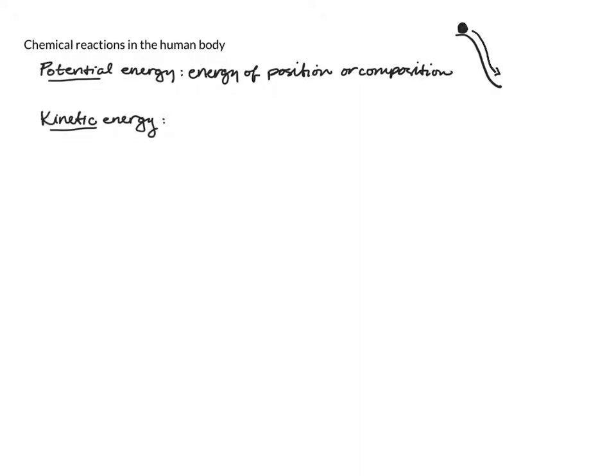So that's a great definition, but it doesn't make any sense when we move inside the human body because I don't know about you, but I don't have balls sitting at the top of hills inside my body. But we do have other versions of energy of position or composition. So I want to give you the two big examples of potential energy in the human body. The first one is a concentration gradient.